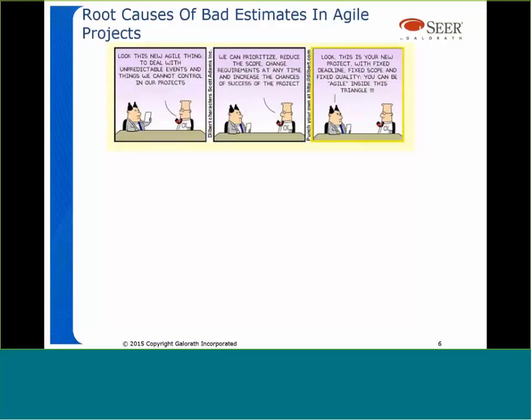And everyone loves Dilbert, and this is a nice little illustration of Agile in the Dilbert world. Dilbert says, look, this new Agile thing deals with unpredictable events and things we cannot control in our projects. We can prioritize, reduce the scope, change requirements at any time, and increase the chances of success of the project. And Pointyhead says, look, this is your new project with fixed deadline, fixed scope, and fixed quality, and you can be Agile inside this triangle.